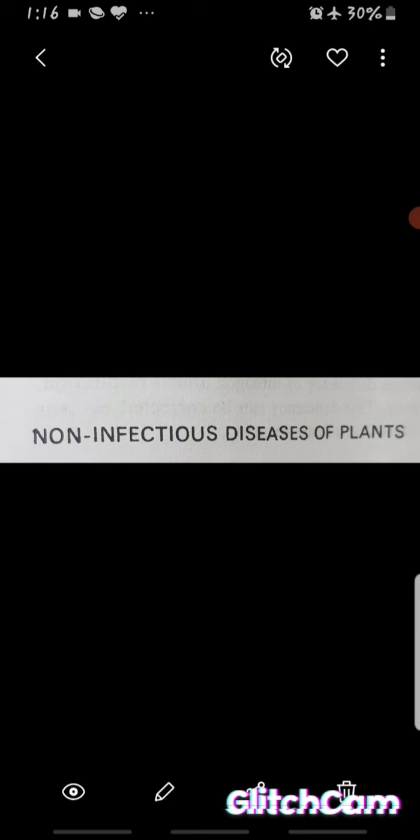Next element is magnesium. It is a metabolic constituent of chlorophyll. The leaves of magnesium deficient plants become chlorotic in patches between the veins. Older leaves are affected first.